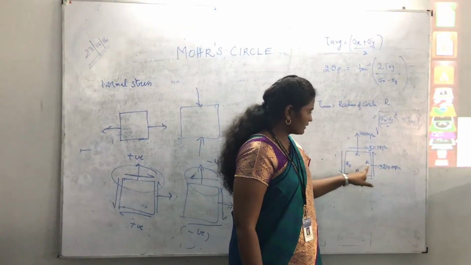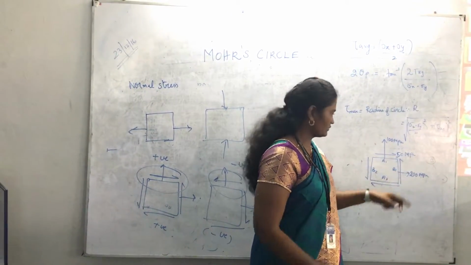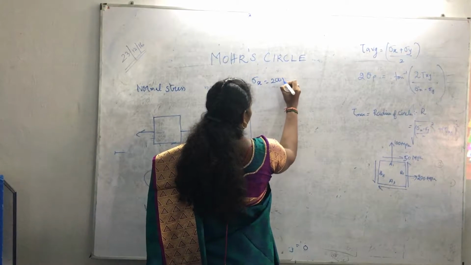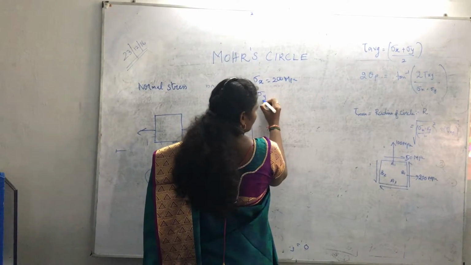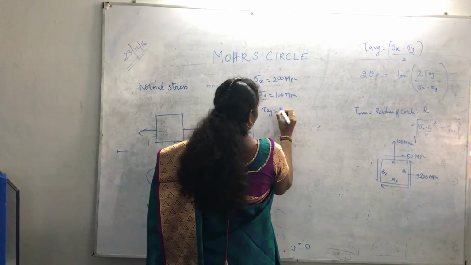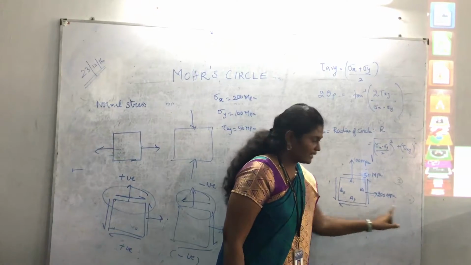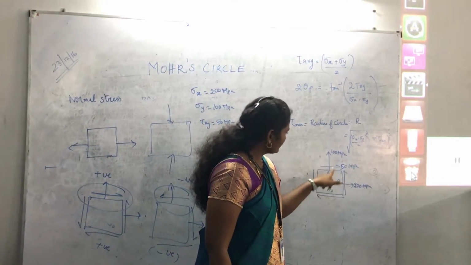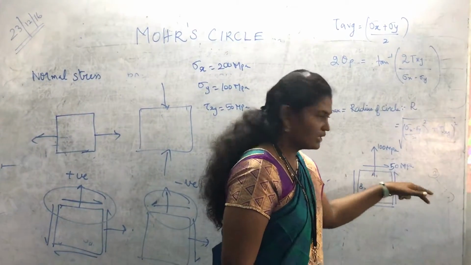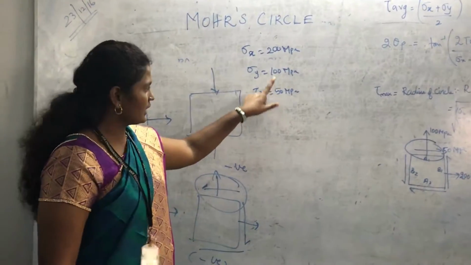The plane stress is indicated by sigma x, sigma y and tau xy. Here sigma x is 200 megapascal, sigma y is 100 megapascal and tau xy is 50 megapascal. Why? Everything is positive: sigma x is moving in the positive x direction, sigma y is moving in the positive y direction, and tau xy on the topmost plane is moving in the positive x direction. So I have written positive in every case.